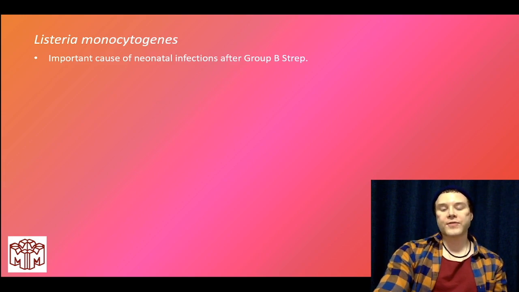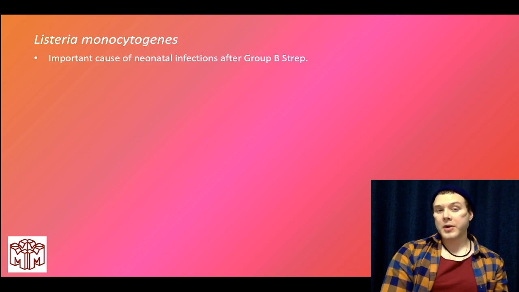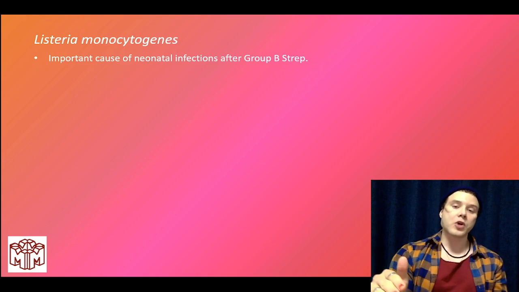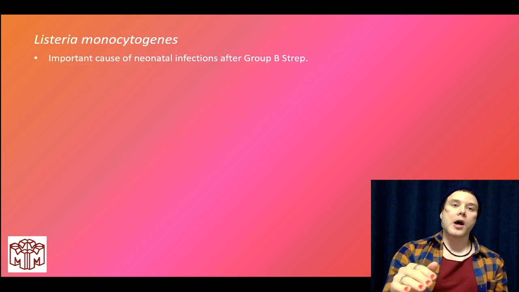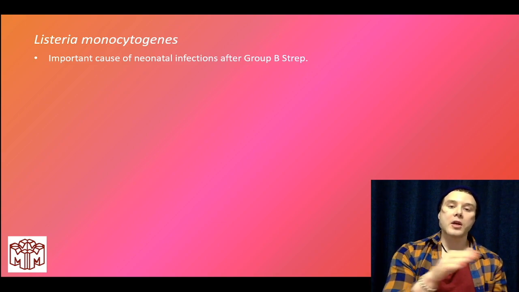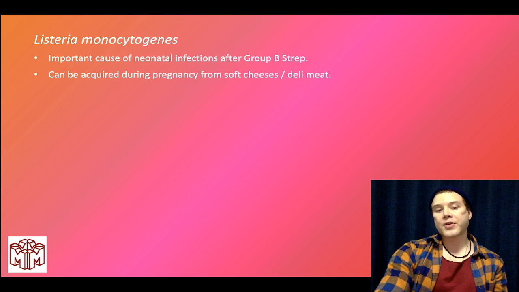Listeria, classic cause of neonatal meningitis, pneumonia, and sepsis after group B strep. So for neonatal infections, if let's say you get a pneumonia in a neonate caused by a gram-positive coccus, answer group B strep. Okay, most common cause of neonatal infections. If they say gram-positive rod, Listeria, gram-negative rod, E. coli. And the mother will acquire it during pregnancy, having eaten soft cheeses, deli meat.